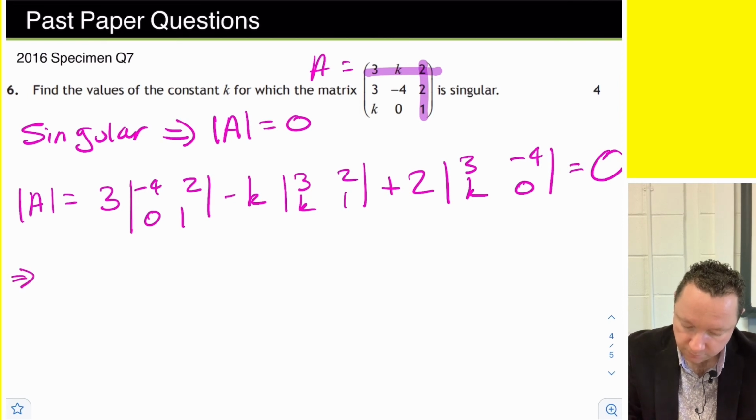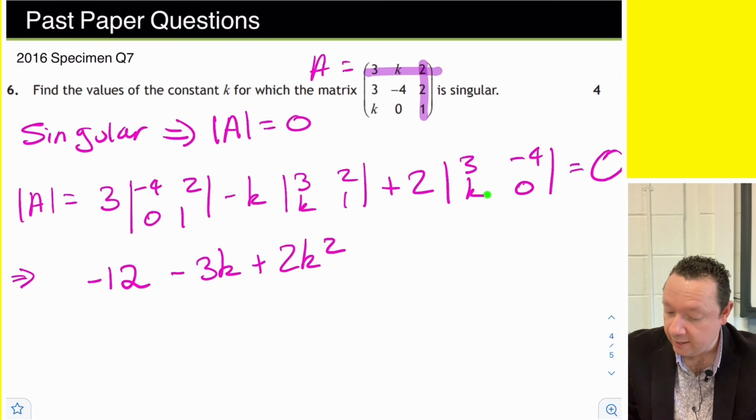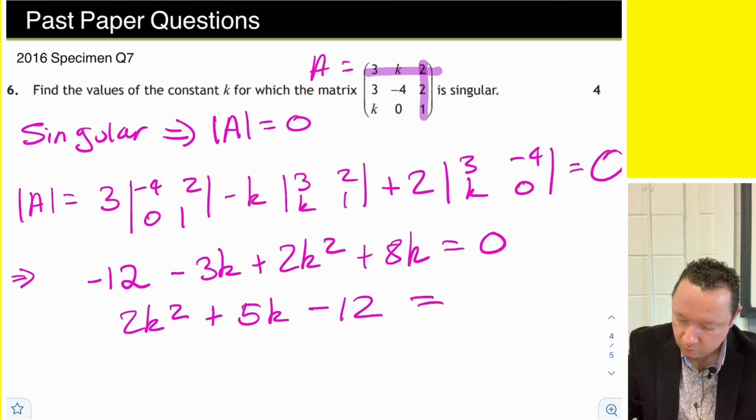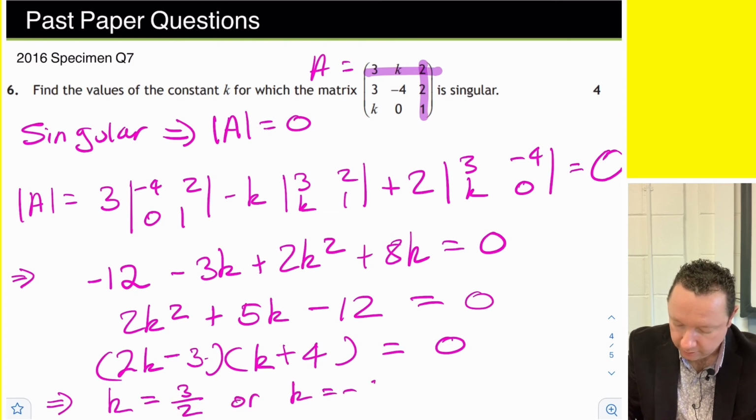So that gives us 3 times minus 4, so that's minus 12 for the first element. 3 times 1 is 3, times k, so minus 3k. Take away 2k times minus k, so plus 2k squared. That's 0. Take away negative 4k, so positive 4k times 2 is plus 8k. And that equals 0. 2k squared plus 5k minus 12 equals 0. Double brackets, 2k and k. So k equals 3 over 2, or k equals negative 4.